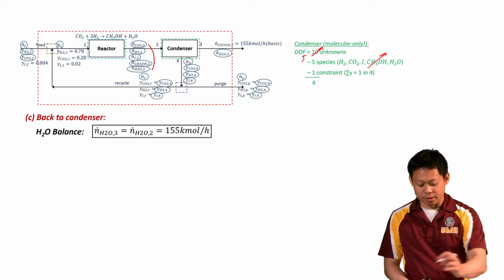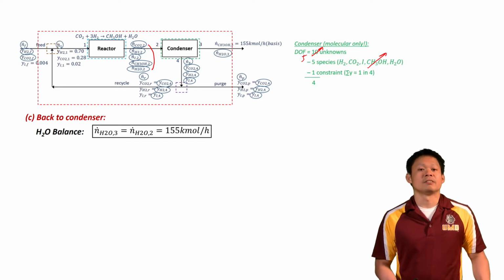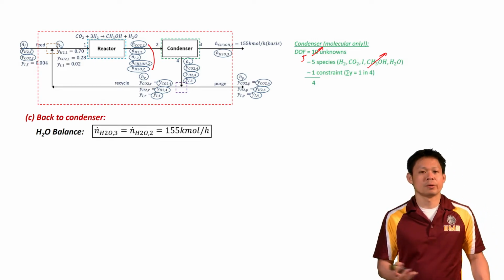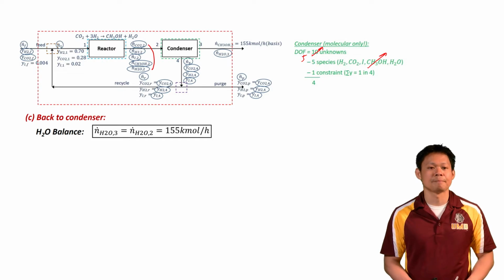That's the very first step that we did. So we actually have lost 1 balance, but we still have enough. It drops to 0. We have our 5 unknowns. We're going to solve it with our remaining 4 species balances and then our last 1 constraint, and that should allow us to solve for everything.